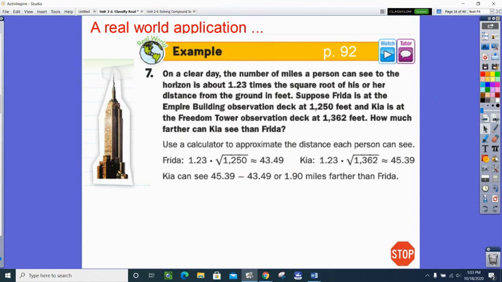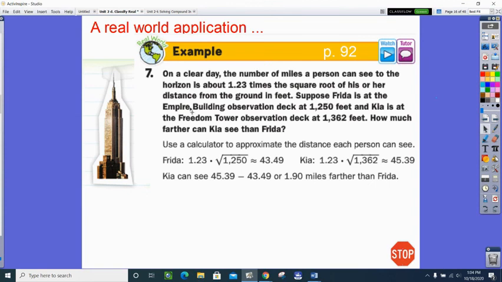One of the places that square roots are used is your sight line to the horizon, being how far can you see out towards the horizon. So on a clear day, the number of miles a person can see to the horizon is about 1.23 times the square root of his or her distance from the ground in feet. So the higher you go up, the further you can see towards the horizon. I mean, that makes sense. And they've figured out that this little formula here, 1.23 times the square root of how high you are off the ground in feet, will tell you how far you can see, given that it's not a stormy day.